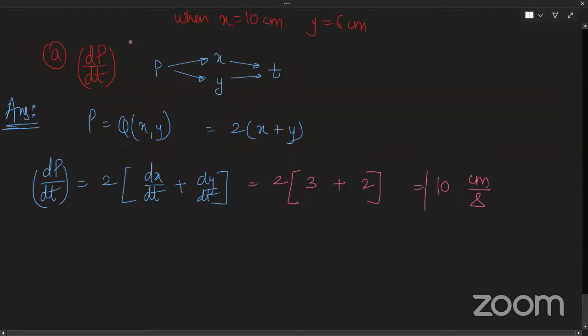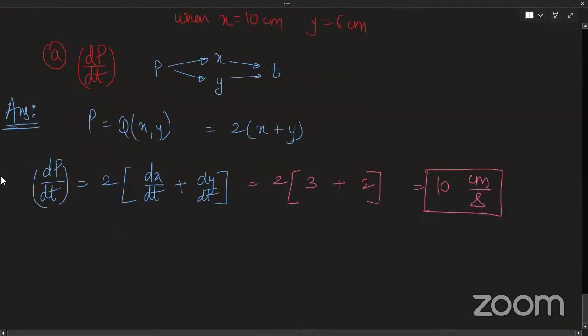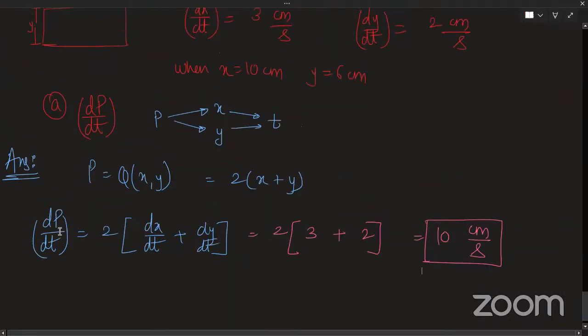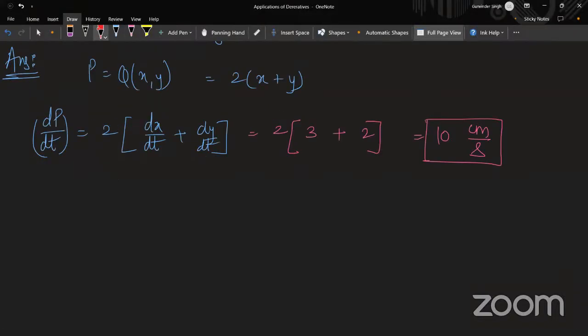See, adding two values of the same dimensions does not change the dimension. If I'm adding 3 centimeter per second plus 2 centimeter per second, that's allowed, and the result will also be in centimeter per second. So that is why dP by dt, perimeter is in centimeter and time is in second, so centimeter divided by second, I'll get my answer in centimeter per second. Fine. Let us try one more case.